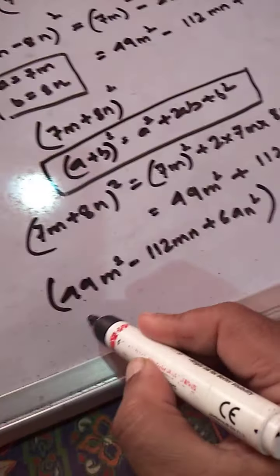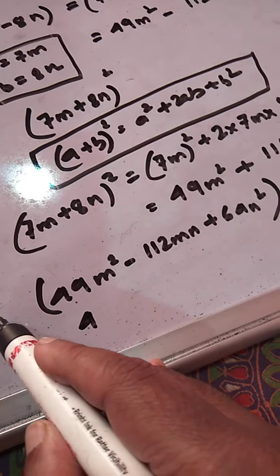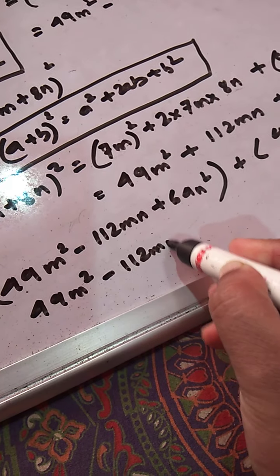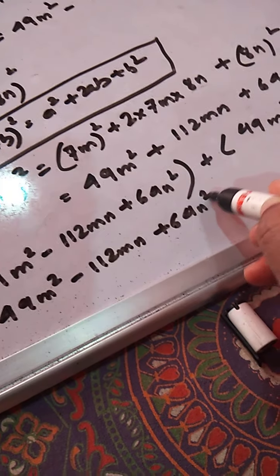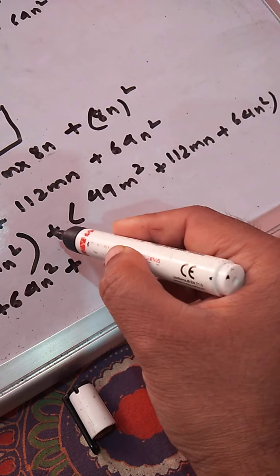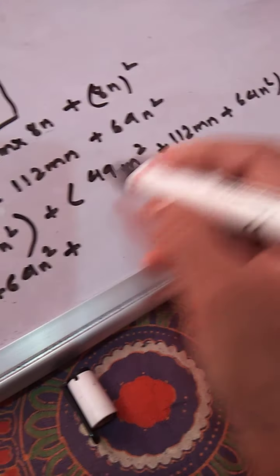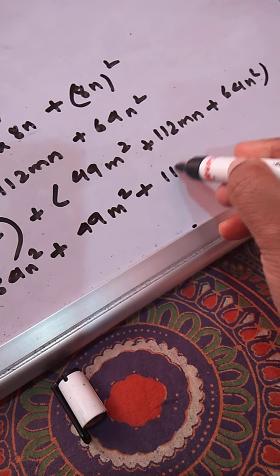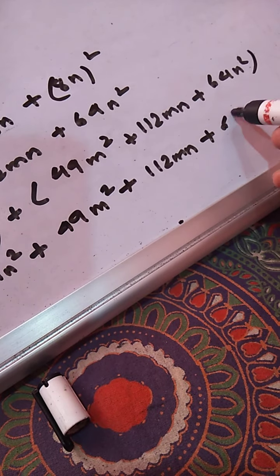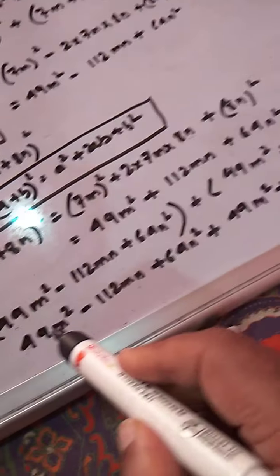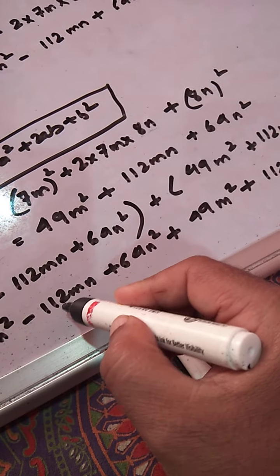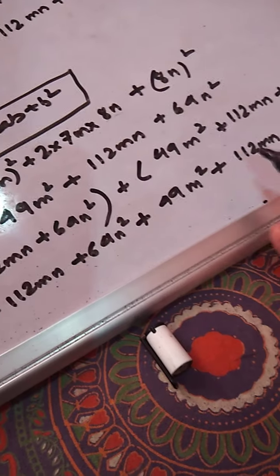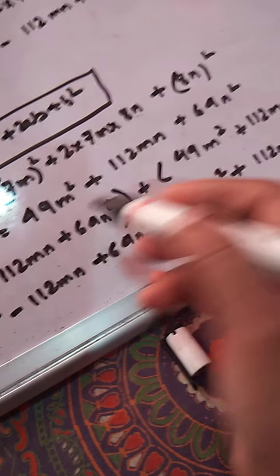Now we'll open the bracket. As this bracket carries a plus sign outside, no sign will change. So 49m square minus 112mn plus 64n square, plus this bracket, which also carries a plus sign outside, so there will be no change in the sign. We write as it is 49m square plus 112mn plus 64n square. If you carefully observe the whole expression, you will find that these two will be reduced: minus 112mn plus 112mn. So 112 minus 112 will be 0. We'll reduce this.